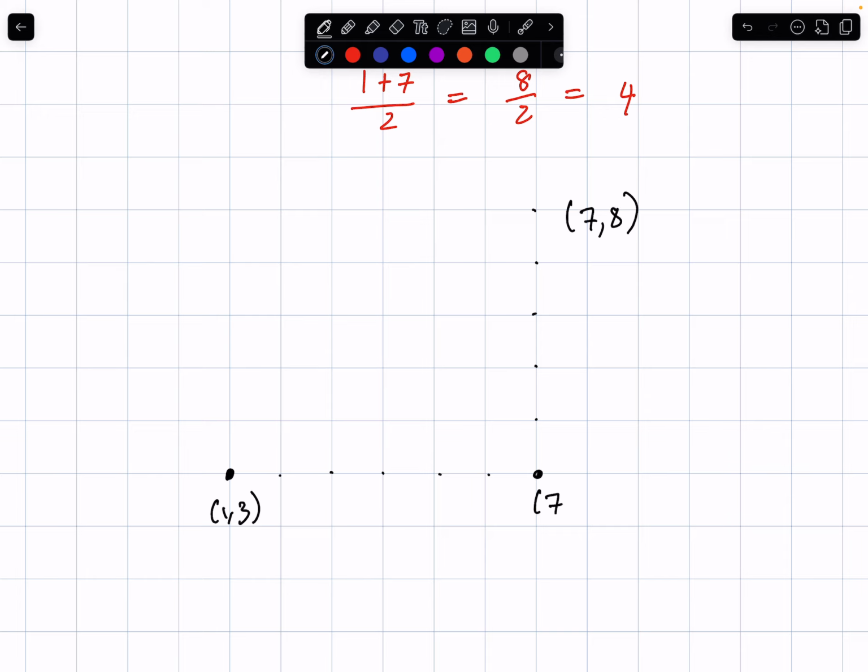Okay, so here are my coordinates. Okay, so what is the line that connects those two points? It will be a line that looks something like this, right? And now what I want to know is what's the middle of that line? Well, the formula says I can just treat each individual piece separately. So I can treat the x coordinate separately and the y coordinate separately.